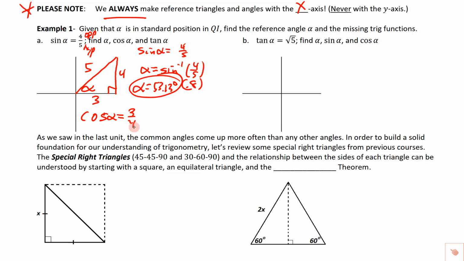I'm going to put somebody on the spot. Mason, what two sides are involved in the cosine ratio? Opposite over... Good try. Try again. Adjacent over hypotenuse. I'm going to put somebody else on the spot. D, what two sides are involved in the tangent ratio? Opposite over adjacent. So tell me what to write down here.